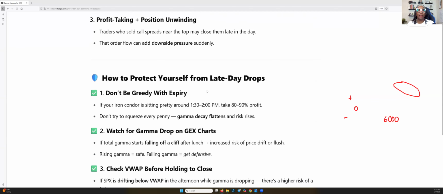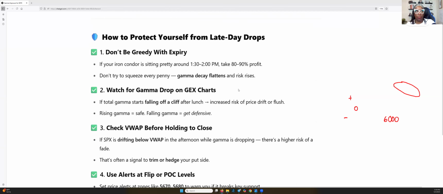Okay, how to protect yourself from the late day drops. Don't be greedy with expiration. If your iron condor is sitting pretty around 1:30 or 2 o'clock, then take your profits. Don't try to squeeze every penny. Gamma decay flattens and risk rises.